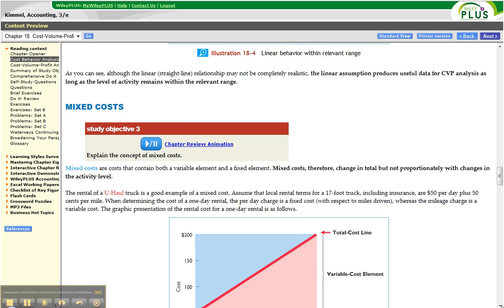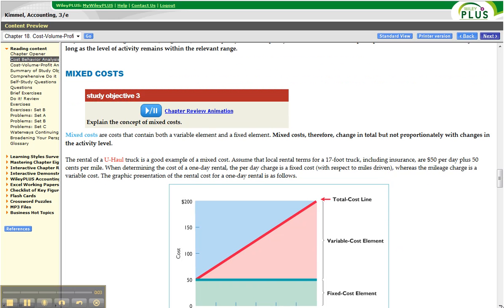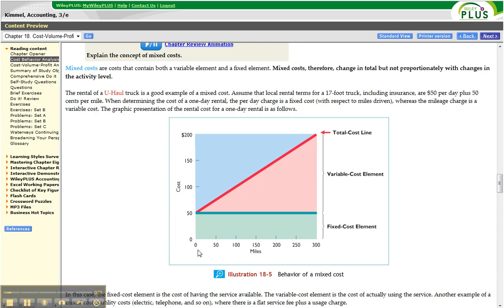Mixed costs are costs that have components of both variable and fixed elements. Think of utilities. That's kind of the best example. Utilities costs are mixed because you typically have to pay a certain amount of money just to have the right to use electricity. And then you also get charged an amount per kilowatt hour that you use in electricity. So there's a fixed component and a variable component. And this graph kind of shows that.